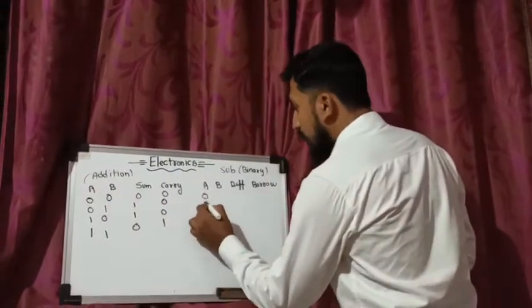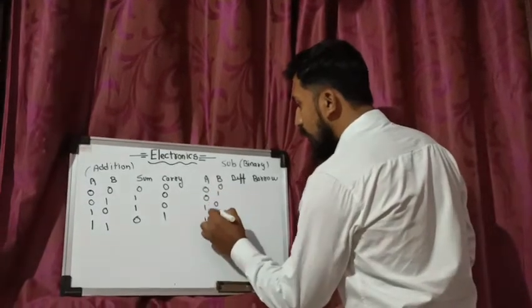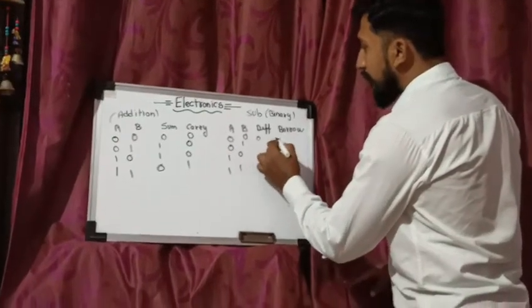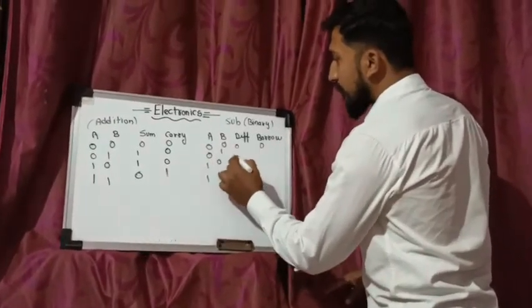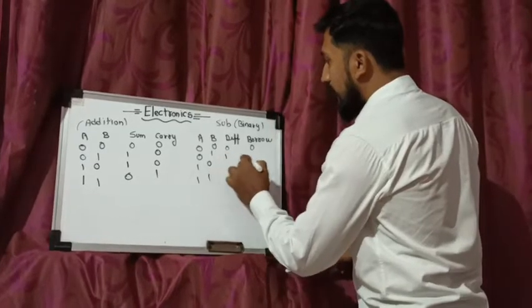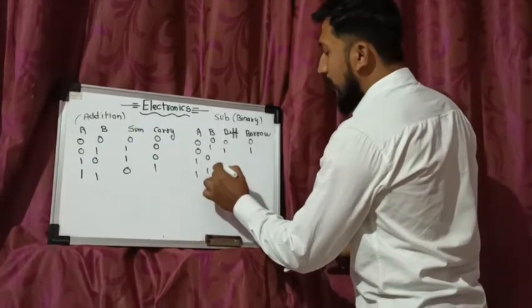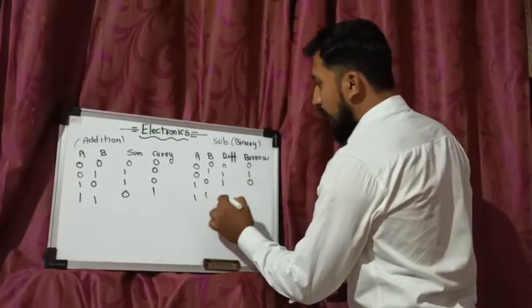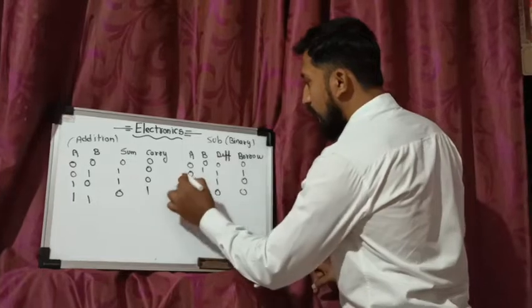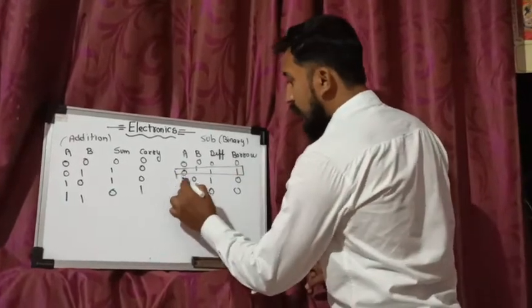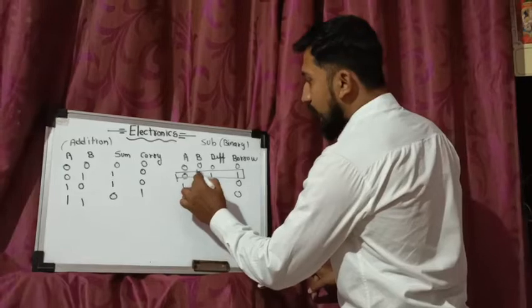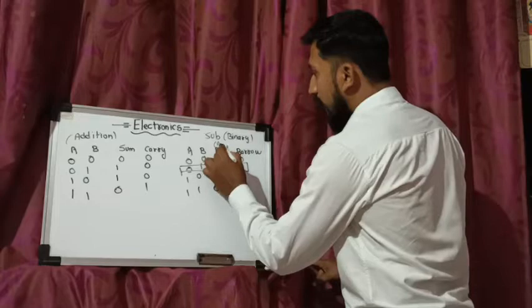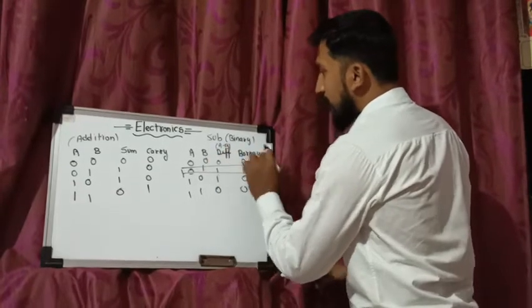So again 0 0, 1 1, 0 1, 0 1. Here we have to subtract 0 from 0. It will have difference 0 and borrow 0. 0 minus 1, difference 1, borrow 1. 1 minus 0, difference 1, borrow 0. 1 minus 1, difference 0 and borrow 0. So we have to remember this important second rule, that is 0 minus 1 is difference 1 and borrow 1. Difference means A minus B, and this is your borrow.